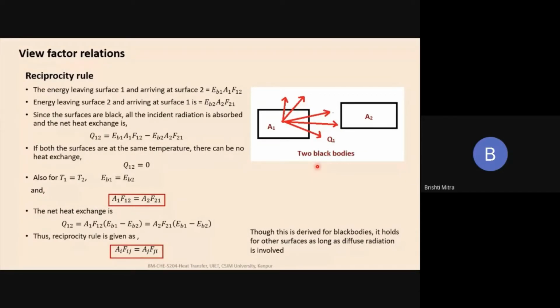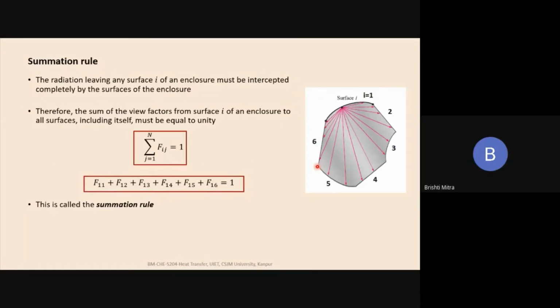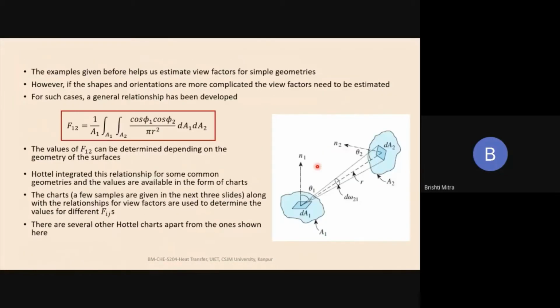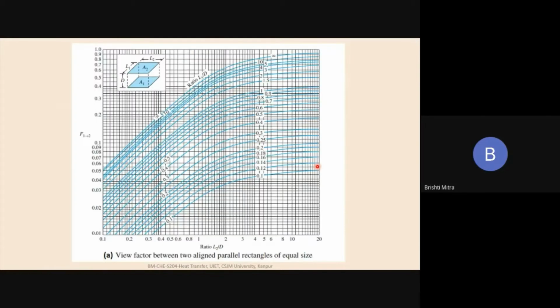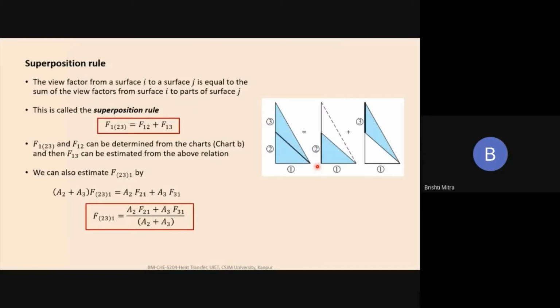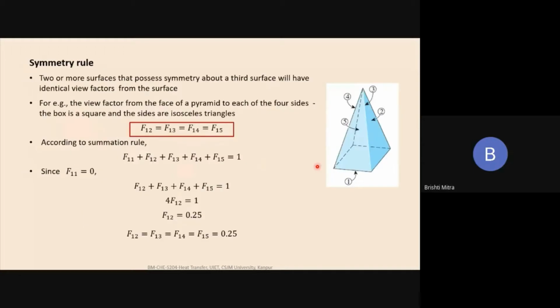One was the reciprocity rule, one was the summation rule, and then we had other rules, such as the superposition rule, and then we had what else was there? Summation, this symmetry rule, that's correct. All of this we had.